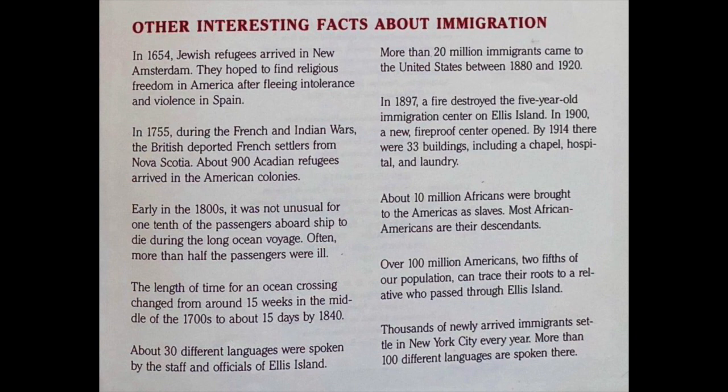In 1897, a fire destroyed the 5-year-old immigration center on Ellis Island. In 1900, a new fireproof center opened. By 1914, there were 33 buildings, including a chapel, hospital, and laundry. About 10 million Africans were brought to the Americas as slaves. Most African Americans are their descendants. Over 100 million Americans, 2/5 of our population, can trace their roots to a relative who passed through Ellis Island. Thousands of newly arrived immigrants settle in New York City every year. More than 100 different languages are spoken there.